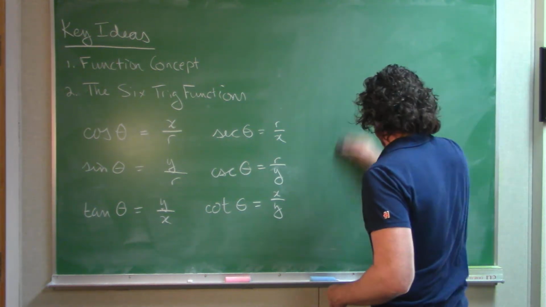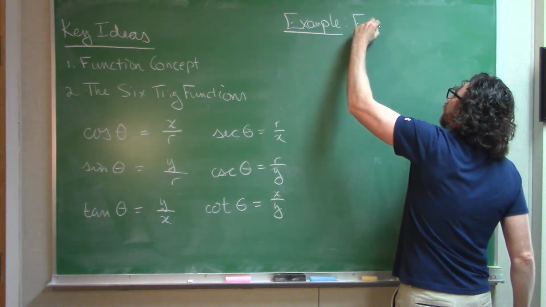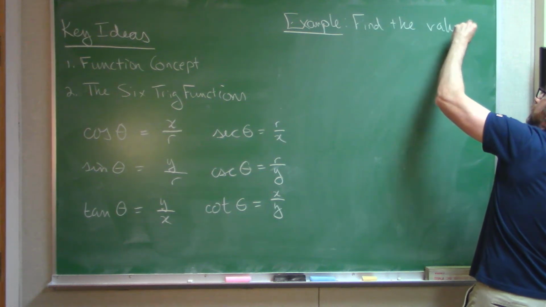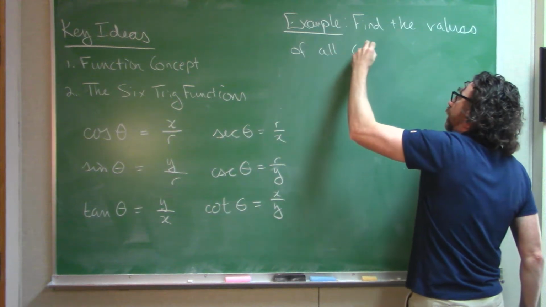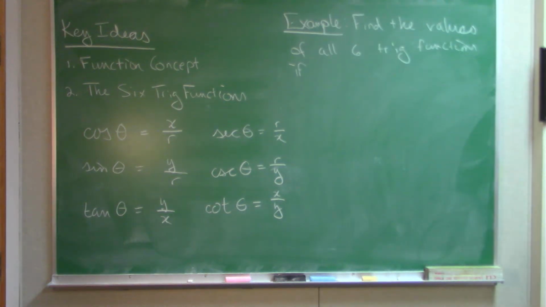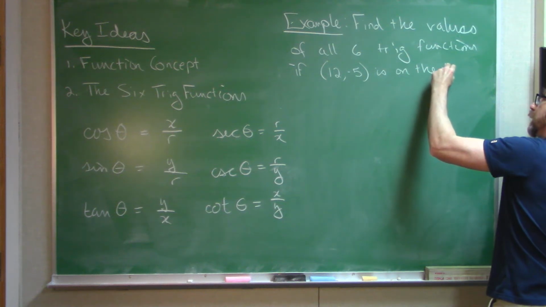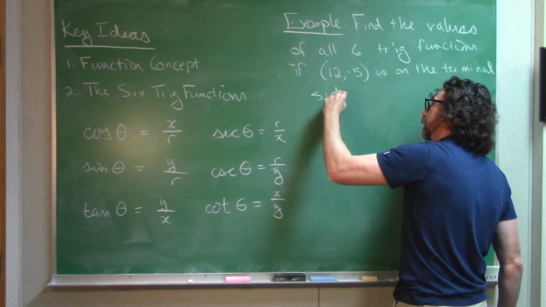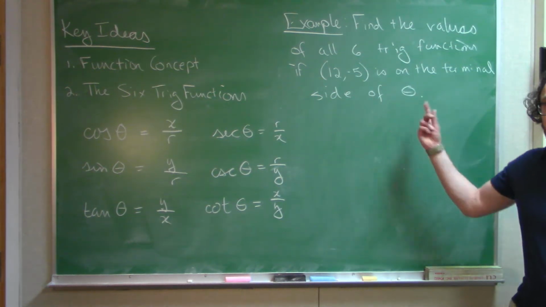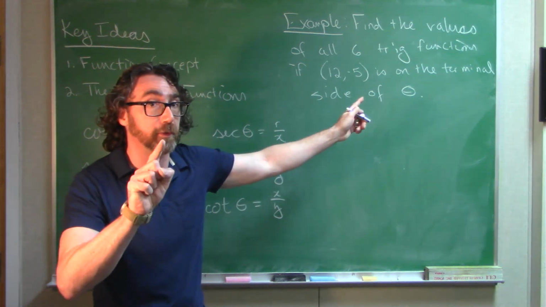Okay, so let's do a quick example here. Find the values of all 6 trig functions if 12 comma negative 5 is on the terminal side of theta. Okay, notice we haven't been told the angle measure of theta. We don't really need that. They gave us all the information we need. We know a point on the terminal side of theta.